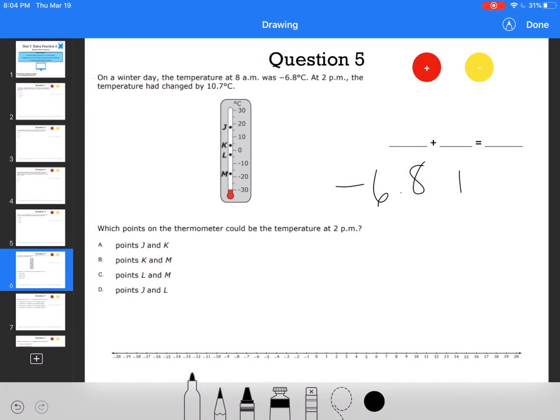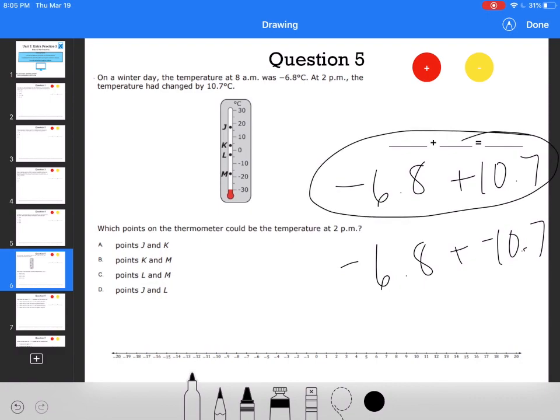So it could have either gone positive by 10.7, or I could have gone negative 6.8 plus a negative 10.7, because it didn't say if it went up or went down. So I know that if I do this one, I'm just barely in the positive. So that would be point K. These are both negative numbers. So that means I'm going to go from 10, and I'm going to go between 16 and 17. So that leaves me with M. So the two options for my temperature would be K and M, because they didn't tell me if it was a positive or a negative change.